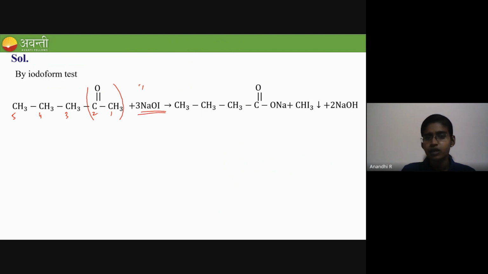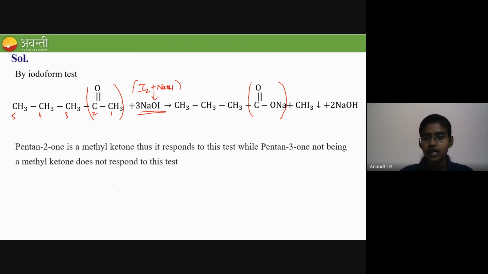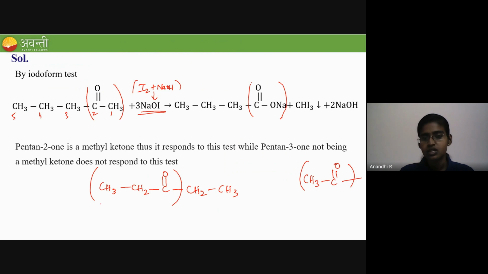And this NaOI has come from iodine and NaOH, which we have seen in the previous slide. So this NaOI has formed from this. And on treatment with this, we are getting C double bond O ONa with the release of CHI3. Okay. But in case of pentan-3-one, we do not get the iodoform. Why don't we get the iodoform? So the formula for pentan-3-one is CH3CH2 C double bond O CH2CH3. So you see here, we don't have the CH3 C double bond O group. Instead of this group, we have CH3CH2 C double bond O. So this group will not respond to iodoform test. So only the system which contains the methyl ketone will respond to iodoform test, and that's why pentan-2-one is forming the yellow precipitate while pentan-3-one doesn't form the yellow precipitate. Okay, got it clear?